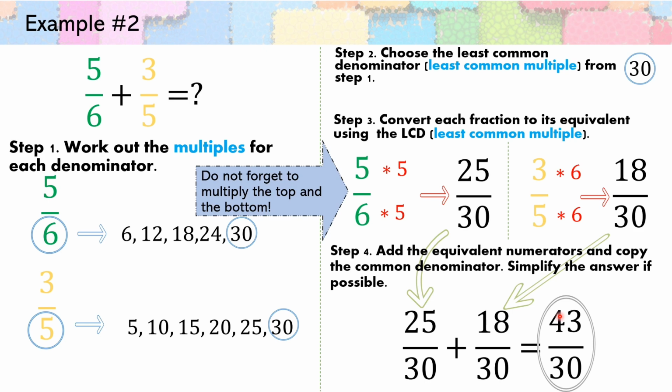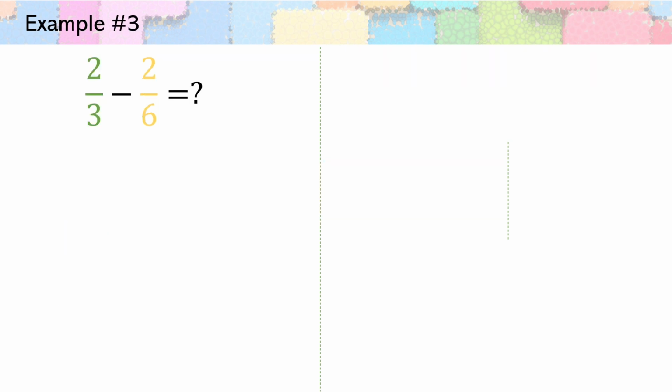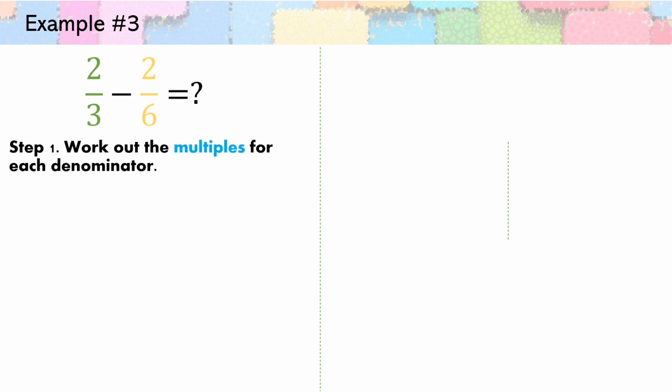Another example. In example number 3, we are going to subtract dissimilar fractions. So we will be applying the same steps in subtraction of dissimilar fractions. 2/3 minus 2/6 equals, what is the difference? Step 1. Work out the multiples for each denominator.